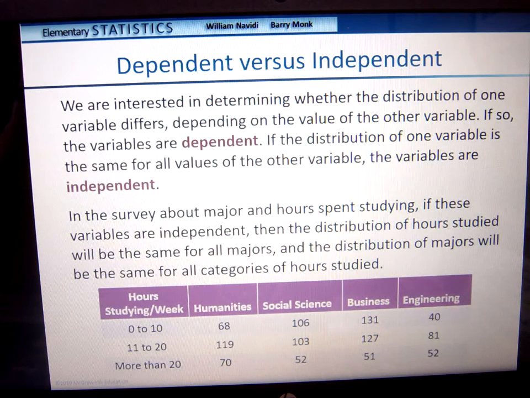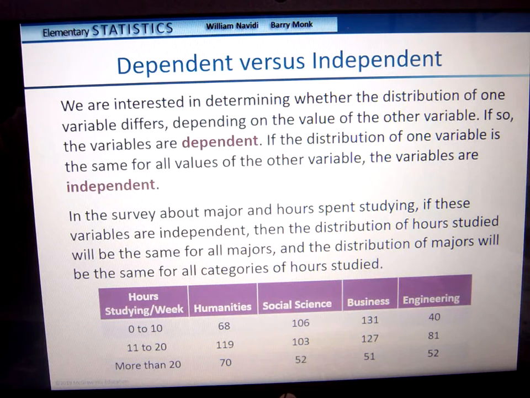Let's look at our tests of independence. We are interested in determining whether or not the distribution of one of these variables differs depending on the value of the other. So, if it does, the variables are dependent. If the distribution of one variable is the same for all the values of the other, then the variables are independent. So does it really matter what their major is? Does that affect how much they study, or is it just how much a person likes to study in general, or some other confounding variable? I shouldn't say that, so I don't want to give a cause.